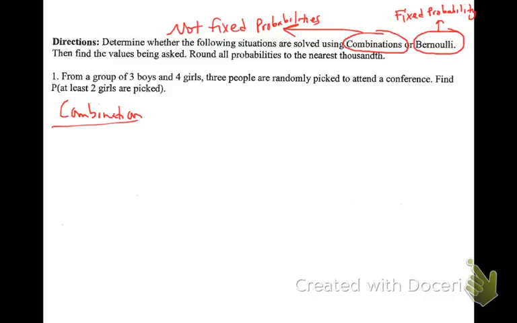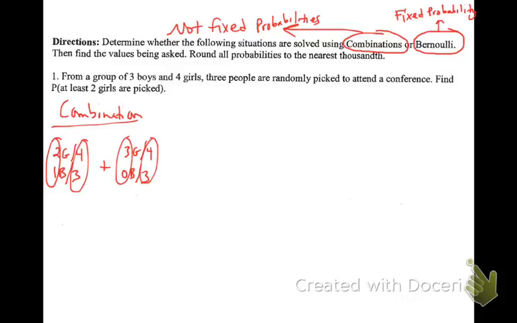And so what we're going to do is set it up just like we did before. At least 2 girls means we can have 2 girls out of the 4, but we're choosing groups of 3, so we must therefore have 1 boy out of the 3 boys. And we're going to add that to 3 girls out of the 4, which would therefore be 0 boys out of the 3. Groups of 3, so these first 2 numbers should add up to 3. Total of 7 people, so that should add up to 7.